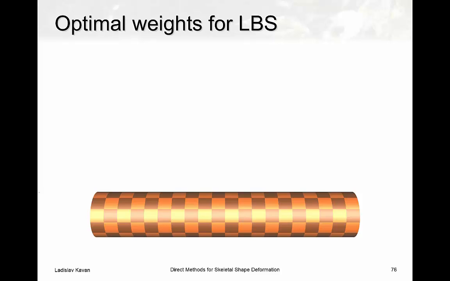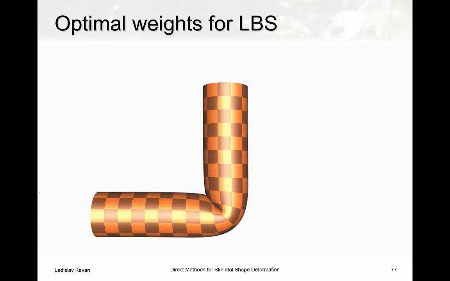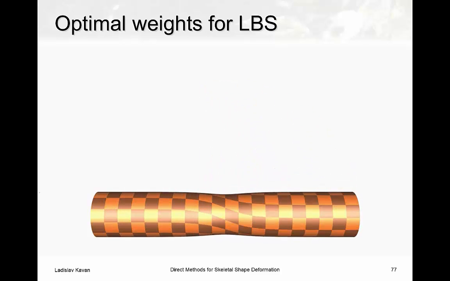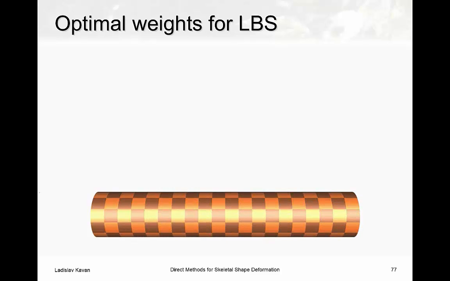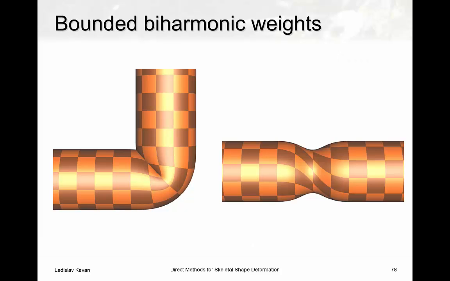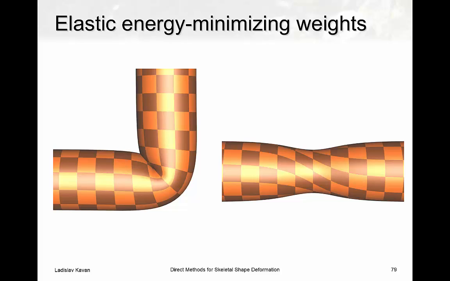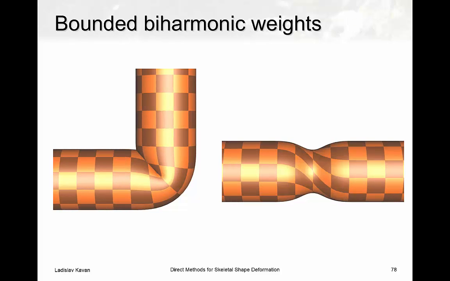So if you solve this for the bending cylinder example, for linear blend skinning, you will get weights that look like this. There certainly is still the candy wrapper problem. But if you compare it to the bounded biharmonic weights, the state-of-the-art weights before, you can see that the elastic energy minimizing weights give you a little bit more natural deformations, right? That's because the elastic energy is lower here than it is with BBW.